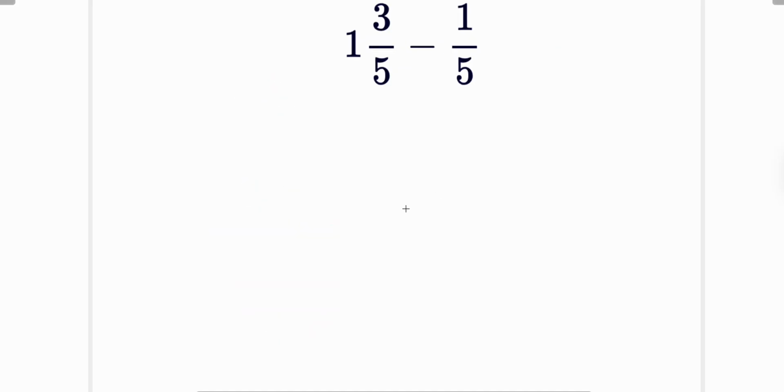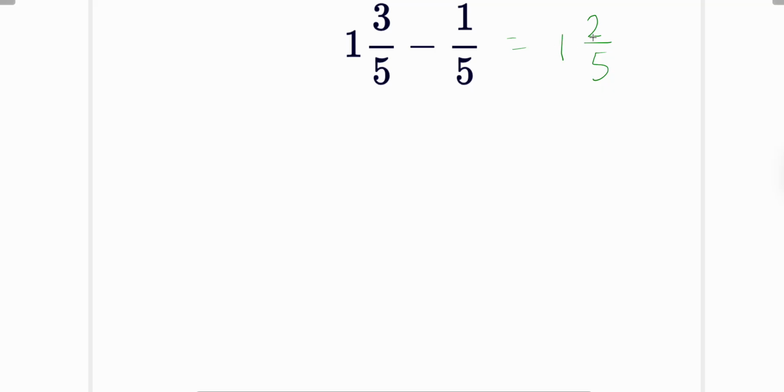Okay, how about this one? So here we have 1 and 3/5 minus 1/5. Okay, well, that's easy. All we are subtracting is 1 of the fifths. So this is going to be equal to 1 and 2/5.